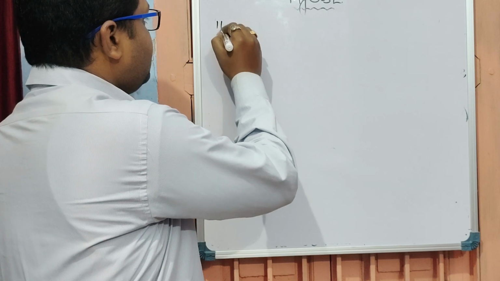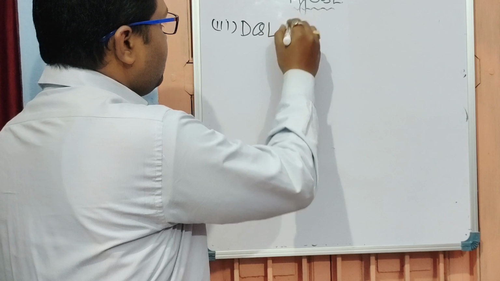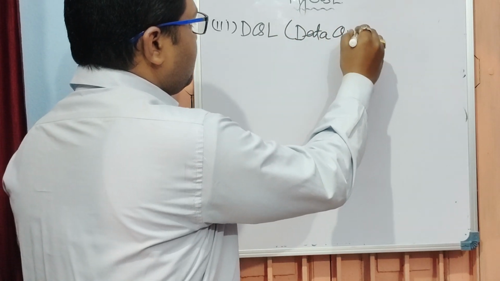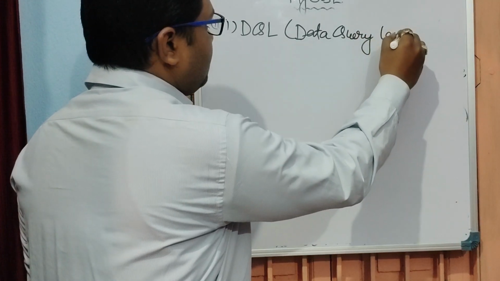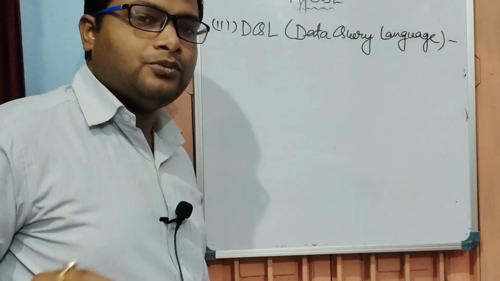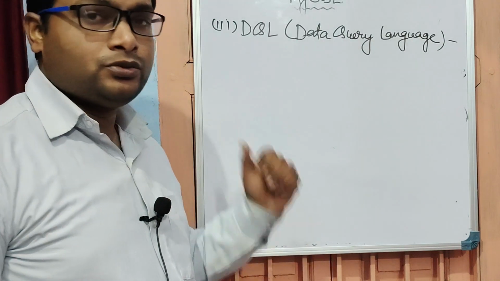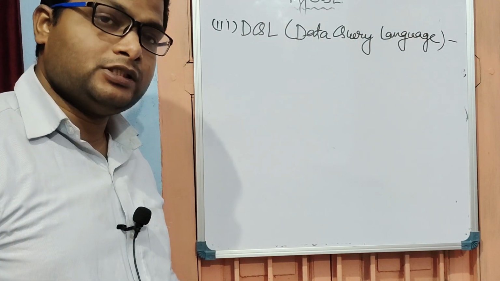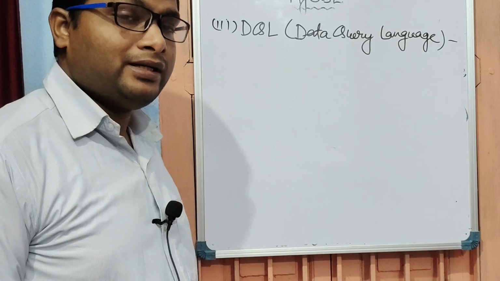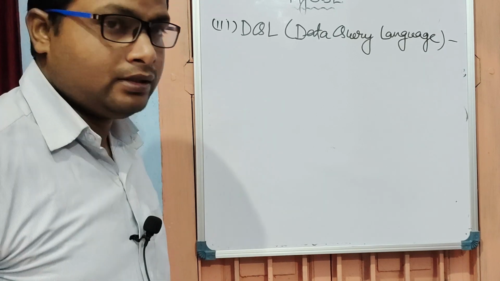The next command is DQL. DQL means data query language. Suppose you have stored data in database and you want to display the data in database. The commands which will be used to display data in database objects are called DQL commands. So, write in copy.